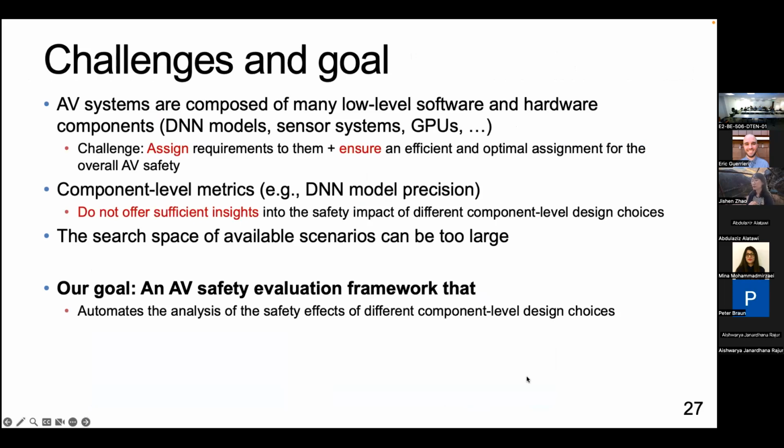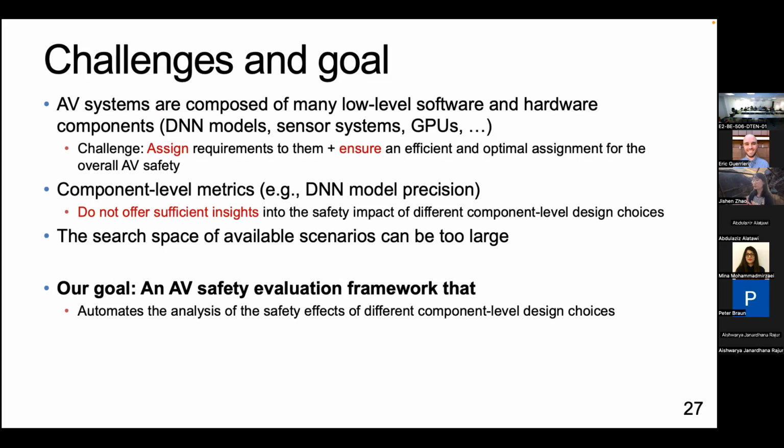But the challenge in designing such a framework is actually threefold. First is that autonomous driving systems are composed of many different software and hardware components. Like in the software sense, there are machine learning models, and each model can have a trade-off between accuracy and its model size and the way you run the model. And then there are different sensors, for example cameras, where you can set a different FPS, frames per second, and other parameters. And also there are computation resources like GPUs and CPUs and other accelerators.